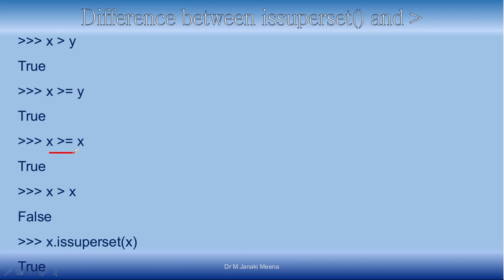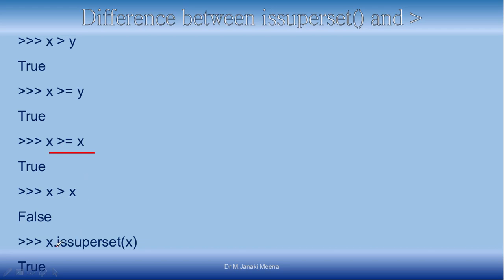Then we can also check X greater than or equal to X, right? That is, I am checking whether X is a superset of or equal to X. It will return true because X is equal to X. Next, if I check X greater than X, that is whether it is a proper superset, no, because they are equal, they have the same elements, so it will return false. But when you check X.issuperset, this is the difference between these two. Actually issuperset is equivalent to greater than or equal to, that we should understand.